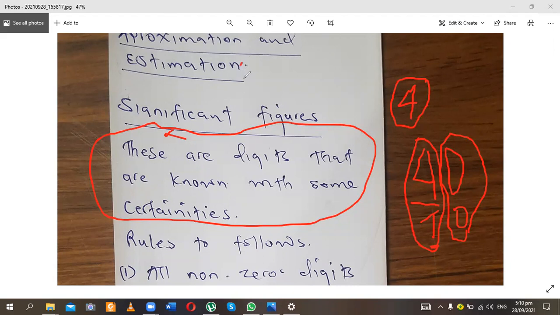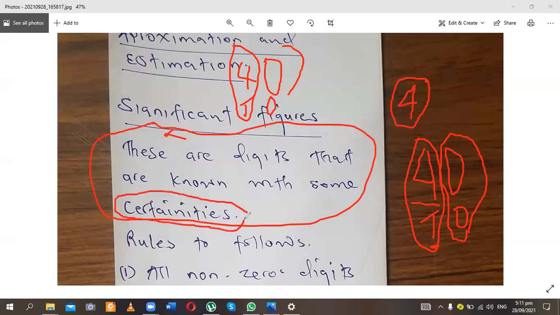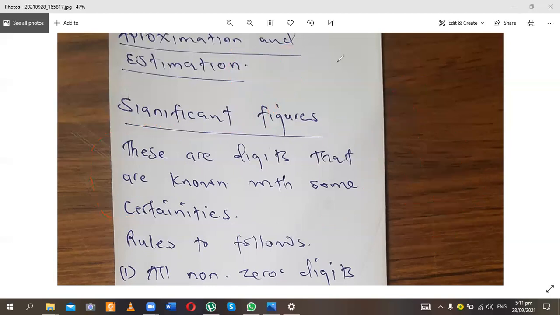Because in the number 40, if you are to write it the way I've explained, let's say these are 10s and these are 1s, how many 10s are they? They are 4. And how many 1s? Nobody knows. There's a 0. So you can say there's only one number that is giving us some sureties, some certainties. So in the number 40, if they ask you how many significant figures are there, there is only 1.